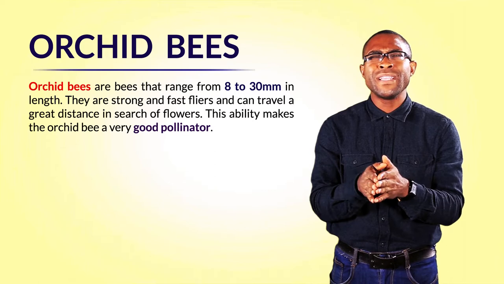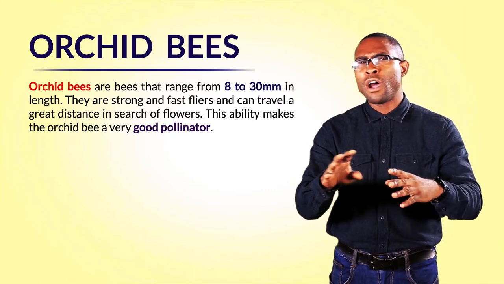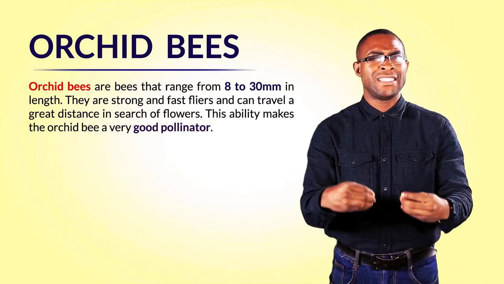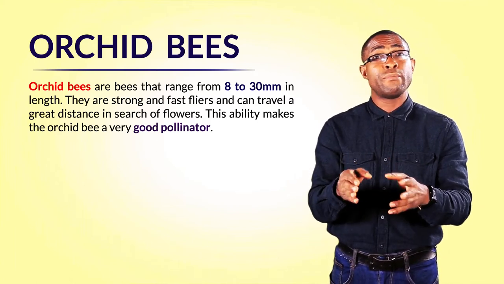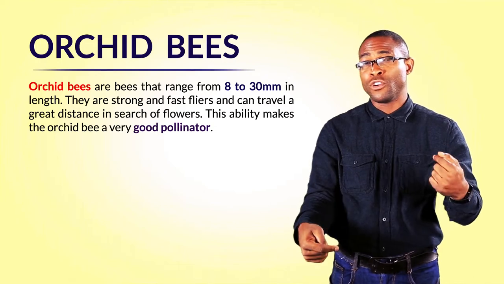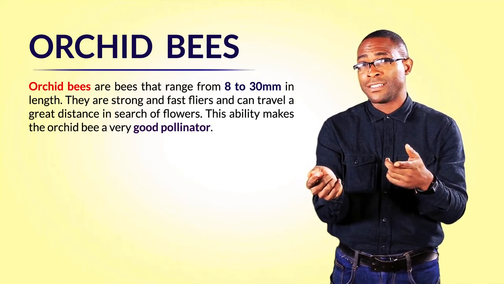So you find them basically where there are flowering plants, because bees feed on nectar, and it is the nectar that enables them to produce honey. So you should know that honey comes from nectar from flowering plants.